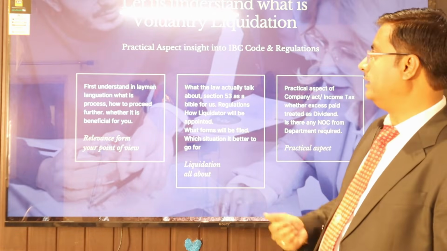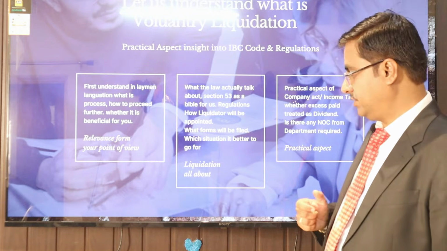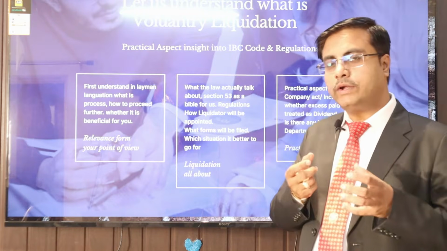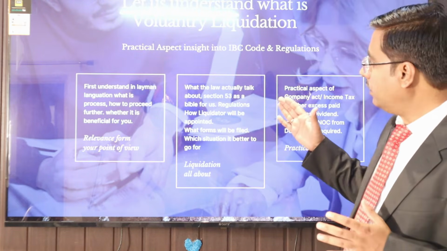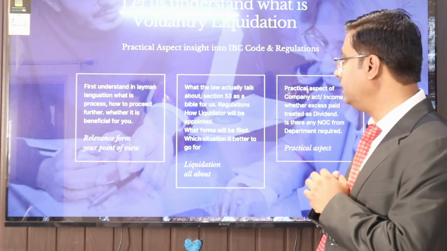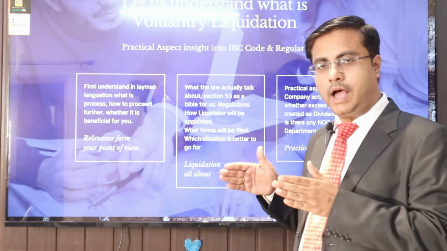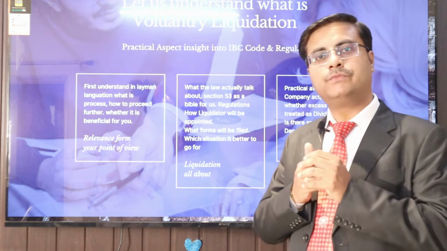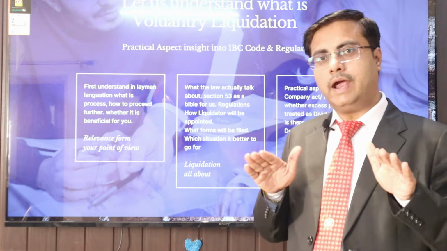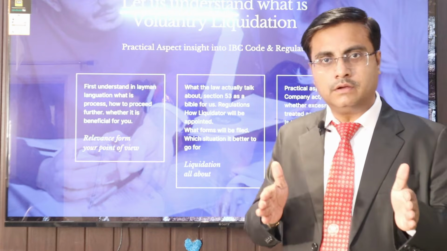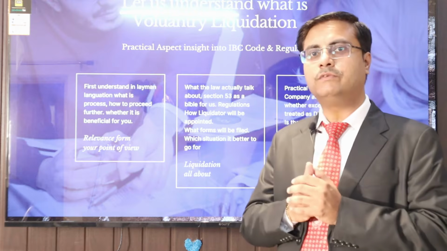Let us understand what voluntary liquidation is in a practical scenario, inside the IBC code with rules and regulations. First, understand in layman's language what the process for voluntary liquidation is and how we will go for it. What is the law behind voluntary liquidation? Section 59 of the IBC deals with voluntary liquidation. Before the IBC, there was a provision in the Companies Act 2013 also. After the IBC came, from 1st April 2017 onwards, Section 59 is applicable. IBBI has also given a regulation for voluntary liquidation. In the previous Companies Act 1956 regime, there was also a provision for voluntary liquidation.